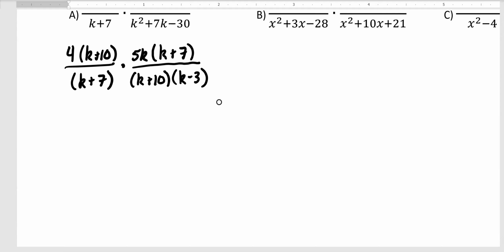And now what I do is I say, okay, what's common in my numerator and denominator that I can divide out? So k plus 10 can go, k plus 7 can go, and that's it.